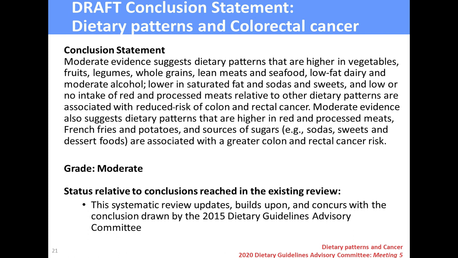The draft conclusion statement for the Dietary Patterns in Colorectal Cancer Review states, moderate evidence suggests dietary patterns that are higher in vegetables, fruits, legumes, whole grains, lean meats, and seafood, low-fat dairy and moderate alcohol, lower in saturated fat and sodas and sweets, and low or no intake of red and processed meats relative to other dietary patterns are associated with reduced risk of colon and rectal cancer. Moderate evidence also suggests dietary patterns that are higher in red and processed meats, French fries and potatoes, and sources of sugars such as sodas, sweets, dessert foods are associated with a greater colon and rectal cancer risk. The grade is moderate, and this systematic review updates and builds upon and concurs with the conclusion drawn by the 2015 Dietary Guidelines Advisory Committee.